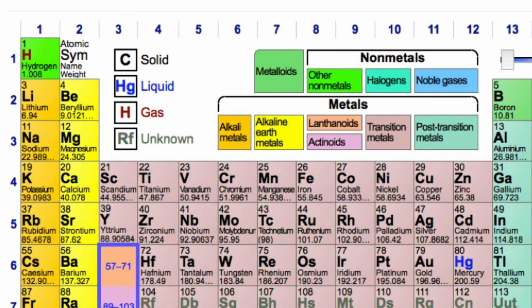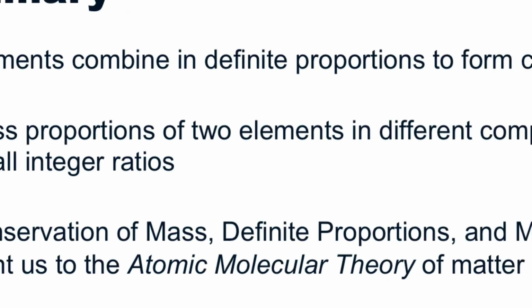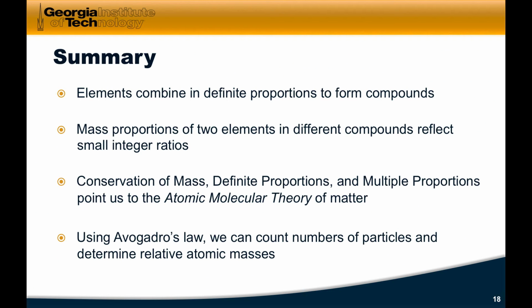But you should notice that the smallest element, hydrogen, has a mass of basically 1 atomic mass unit, and the other elements are expressed as ratios of the mass of a hydrogen atom. So to summarize, we've seen that the elements combine in definite proportions to form compounds. The mass proportions of two elements in different compounds reflect small integer ratios. That's the law of multiple proportions. And the first point is the law of definite proportions. These three ideas, conservation of mass, definite proportions, and multiple proportions, are the experimental or empirical basis for the atomic molecular theory, the critical idea that matter is made of atoms.